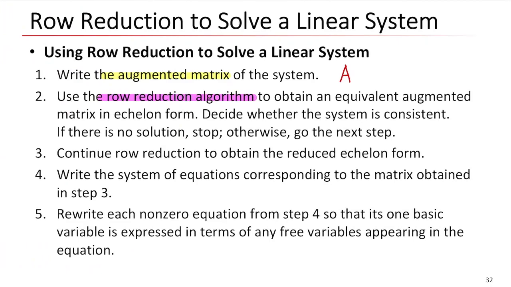And we use the row reduction algorithm to obtain the equivalent augmented matrix in an echelon form, right? So we could say that is the echelon form of matrix A. From the echelon form of the matrix A, we can decide whether the system is consistent. It is related to the solution existence, right?